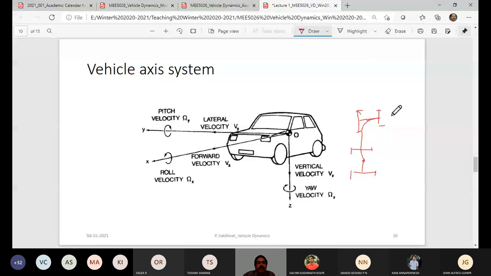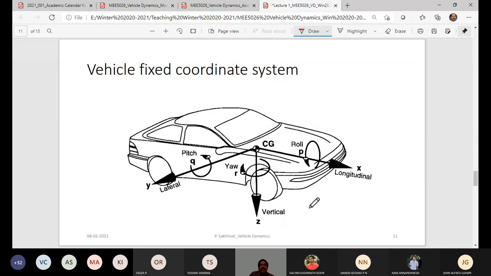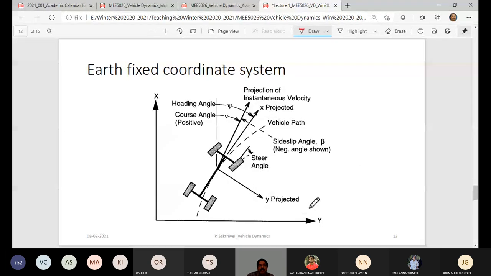And another important coordinate system. This is again what we discussed. This is another important coordinate system called the Earth fixed coordinate system, wherein you have your axis which is fixed on the ground, and you have another axis which is fixed in the vehicle, and with respect to that you would be able to have your generic Newton-Euler equation defined, and you would say what is the vehicle heading angle, course angle, and the actual vehicle path is this, the side slip angle.